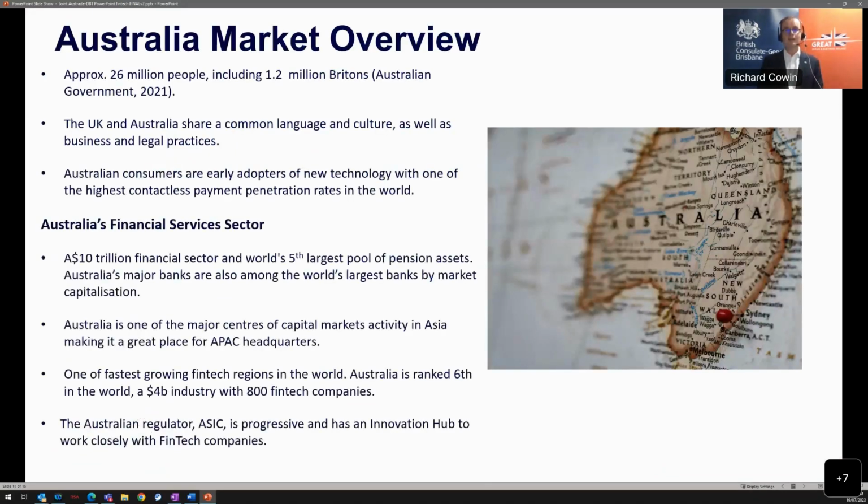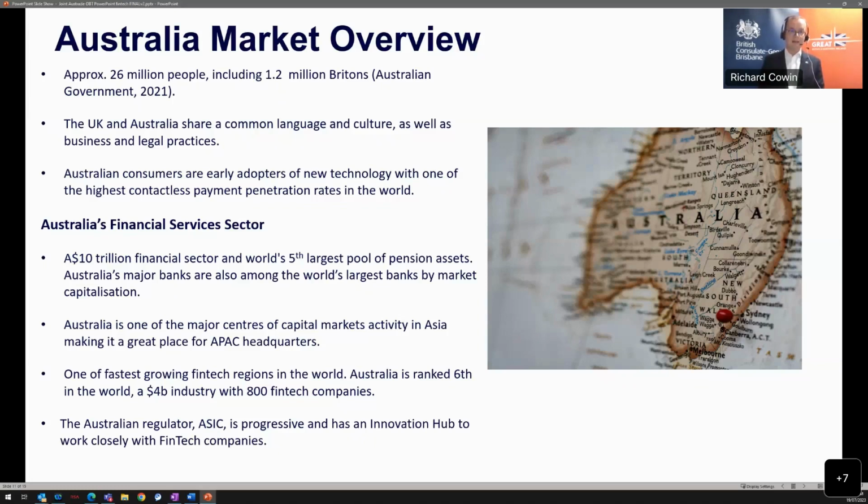Just to say a few things about the Australian market. Some messages that I would like you to remember and take home from today. I think the first thing is that Australia's financial services sector punches well above its weight. It's a $10 trillion, that's 10 trillion Australian dollar or 5 trillion UK pound financial sector. It's got the world's 5th largest pool of pension assets. And some of Australia's banks are also among the world's largest banks by market capitalization. And specifically on fintech, it's a $4 billion industry with 800 fintech companies here in Australia.